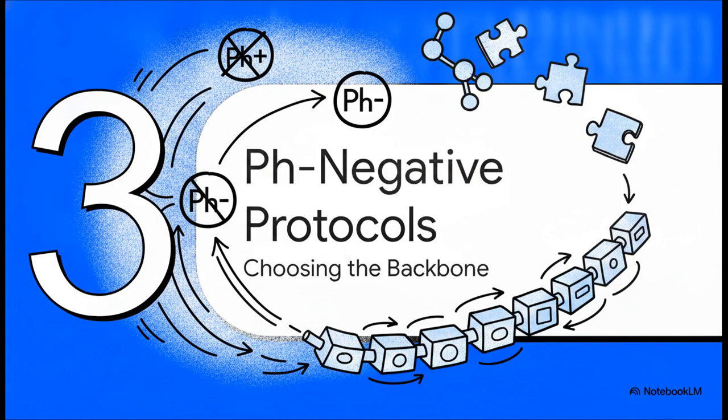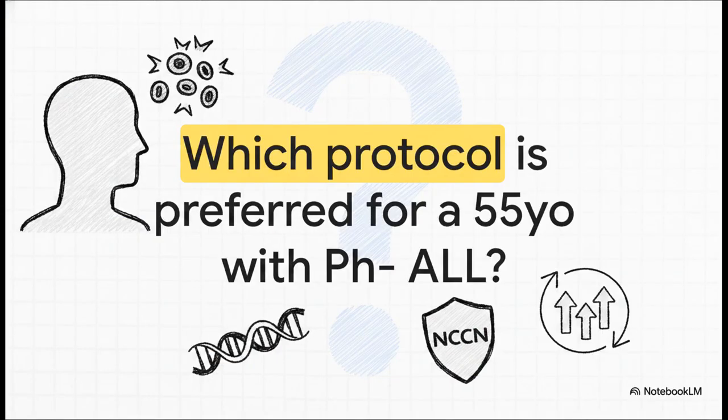Moving right along to Section 3, navigating Ph-negative protocols and choosing the right backbone. But what happens when the Philadelphia chromosome is absent? How do we pivot our strategy? Well, let's put this into practice with a rapid-fire clinical case. Meet DH. He's a 55-year-old guy presenting with a severely elevated white blood cell count. We're talking 80.4. His bone marrow confirms he has Ph-negative B-cell ALL.